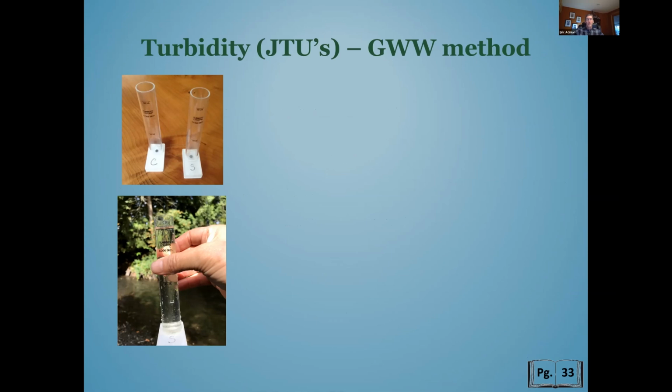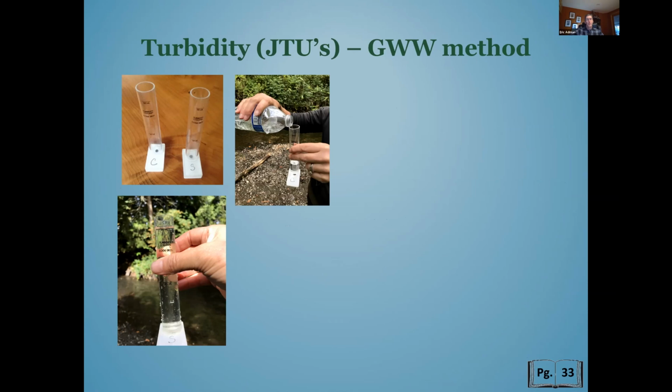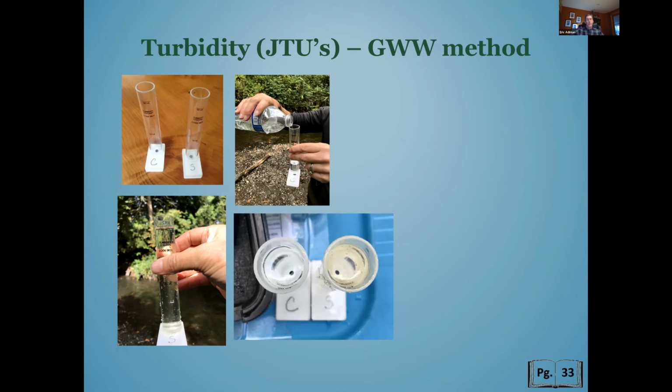The basic method is we use the tubes provided in the Global Water Watch LaMotte kit. One is labeled C for control, one is labeled S for sample. You fill the sample tube with water from the stream, and the control tube with tap water or bottled water. Then you look down through the tubes and compare. There's a black dot at the bottom of each tube, and you compare how fuzzy or opaque that dot looks.